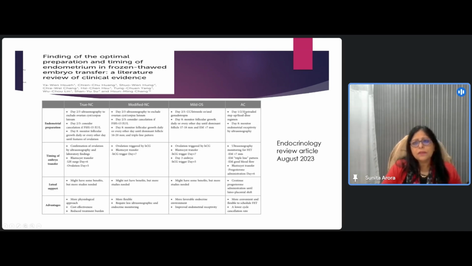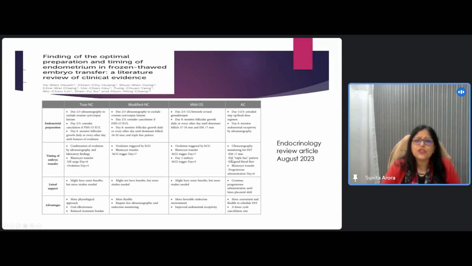Then coming to the HRT cycle. In the HRT cycle, estradiol step up, start with 4 to 6 milligrams per day. And I typically practice calling the patient around 7 to 10 days later. If the lining is less than 6, then I usually step up, and you can go till 12 milligrams per day. Ultrasound monitoring for lining is typically done for frozen embryo transfer cycle.